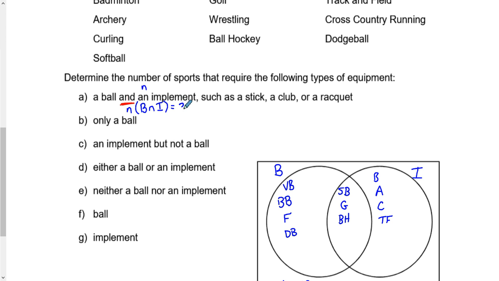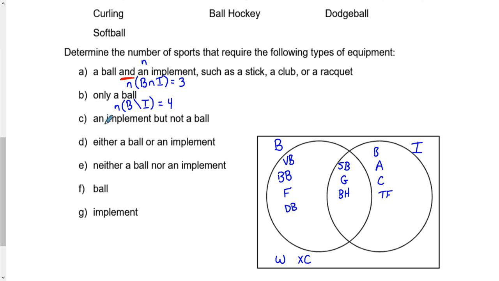Sorry, I apologize. Now we need only a ball. So the way that we'd say that is the number that would need a ball but not an implement. And that's 4. An implement but not a ball. That would be talking about an implement but not a ball. That one's these 4.